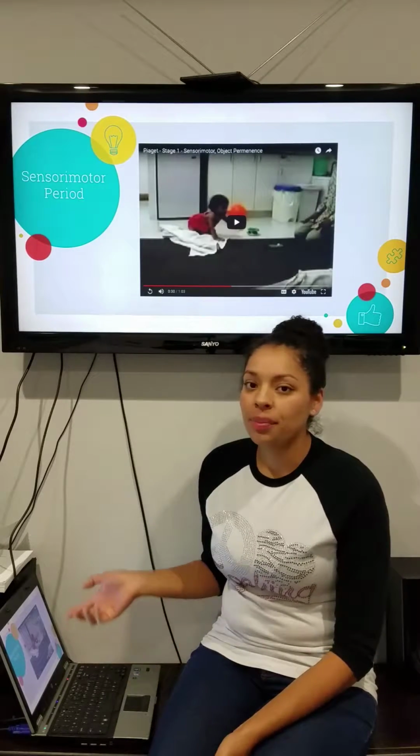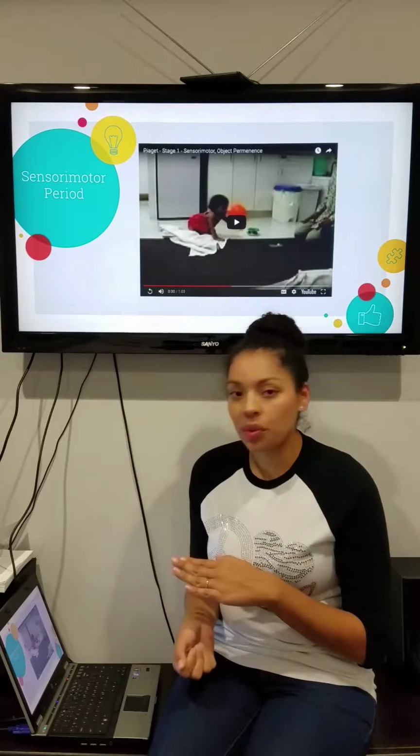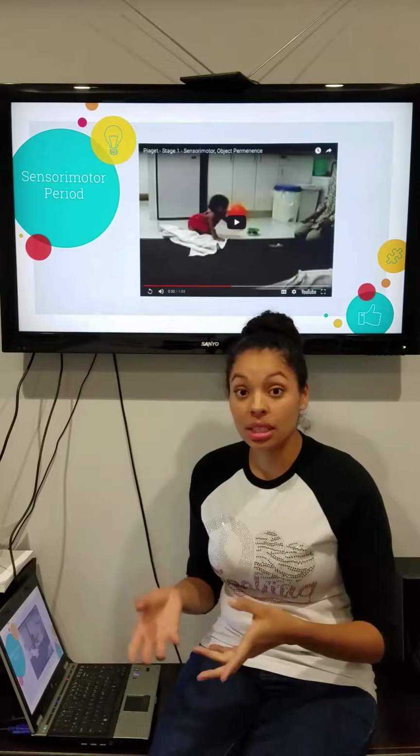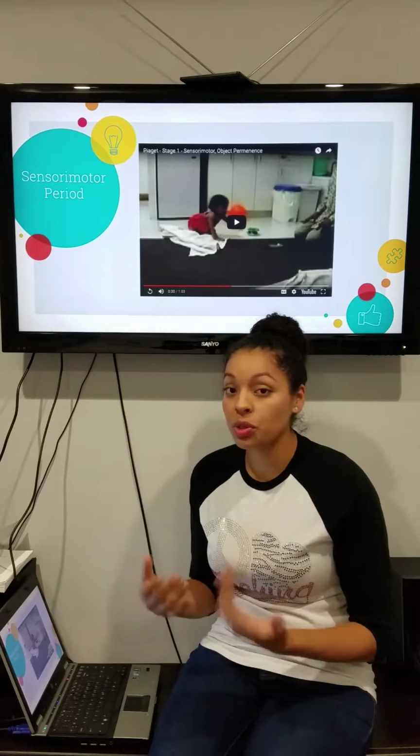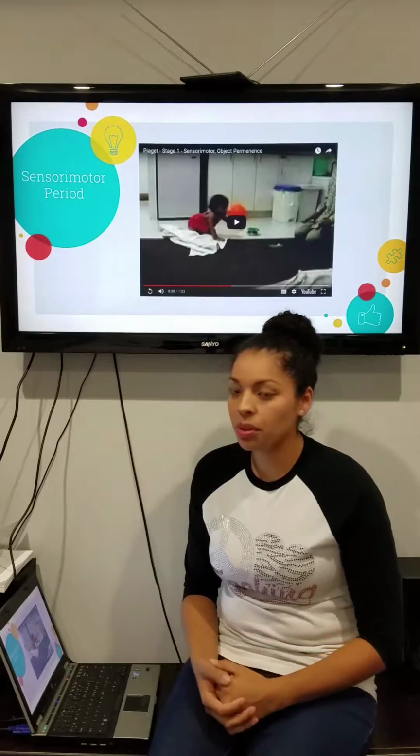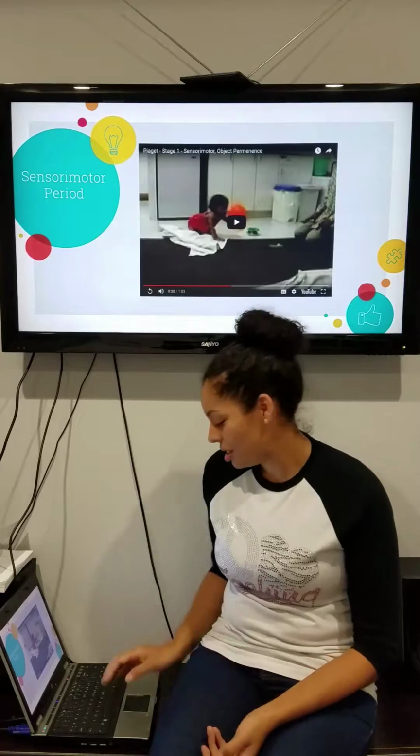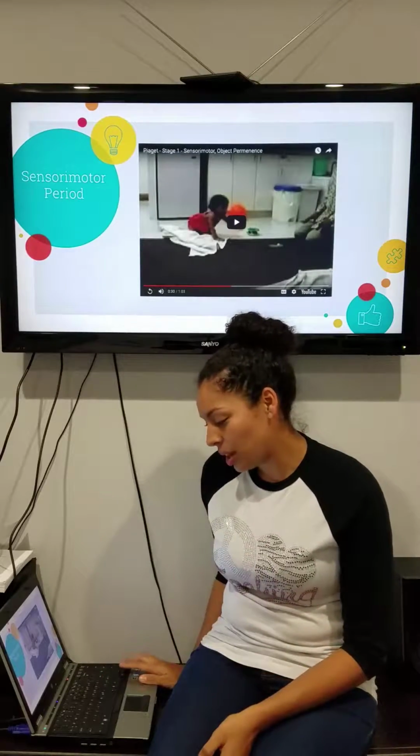So as you can see, the lady was playing with the rattle, and she hid it underneath the blanket. And although the child could not physically see the object anymore, the child was aware that the object was still there. This is called object permanence, and this is also why babies like to play peekaboo, where they hide behind their hands. Parents hide behind their hands, and they enjoy that.